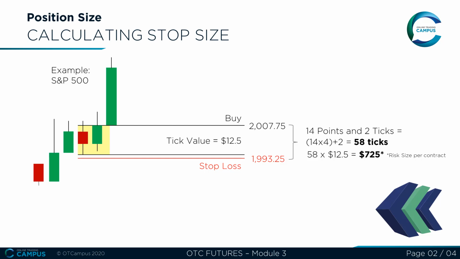Now in the third last step, very simple, we divide the max risk size, which we determined in step 1, by the stop size, which we determined in step 2. $1,000 divided by $725 equals 1 contract that you are allowed to take on this trade.